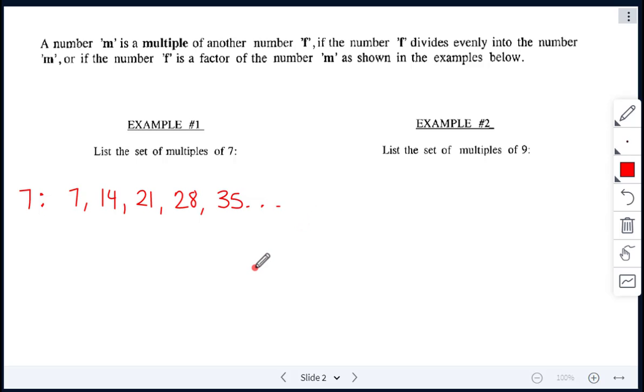So usually when we're listing out the set of multiples, you would just list out the first 5, and always start with the first one, which would be the number multiplied by 1. Right, so here, list the set of multiples of 9. 9 times 1 is 9. 9 times 2 is 18. 9 times 3. 9 times 4. 9 times 5. And then you would show those 3 dots to show that it continues infinitely.